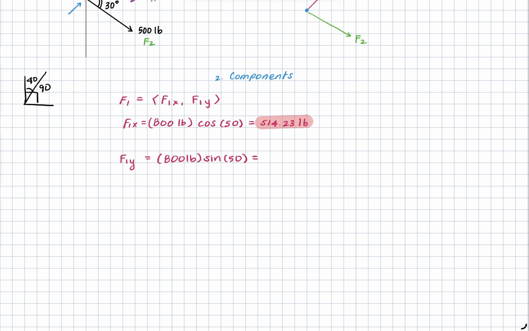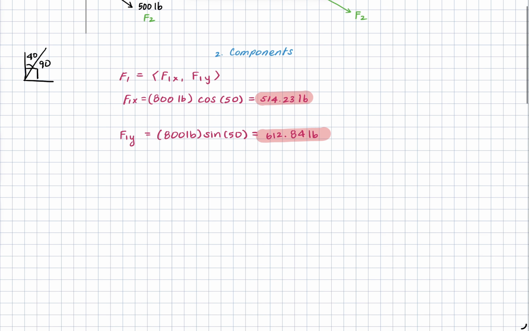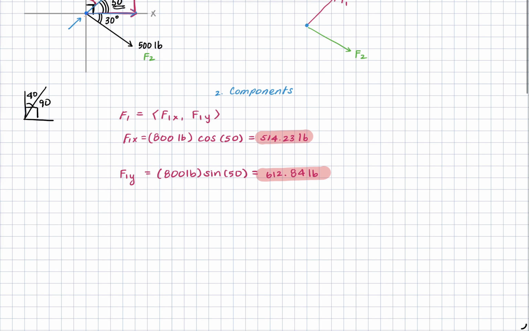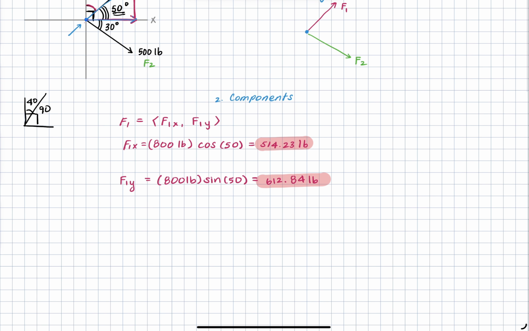So 800 times the sine of 50 is going to give me 612.84 pounds. And it's important to maintain our units. In this case, it's pounds. So now we have the components for the first force. Now we need the components for the second force, which is this force over here.